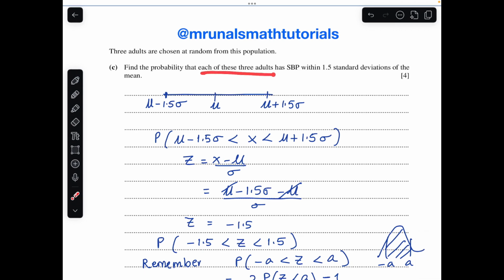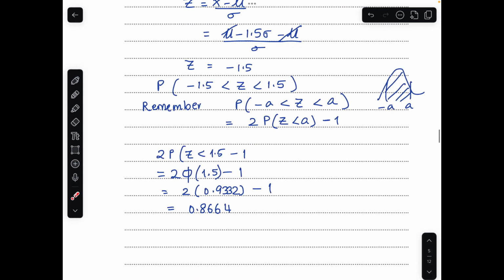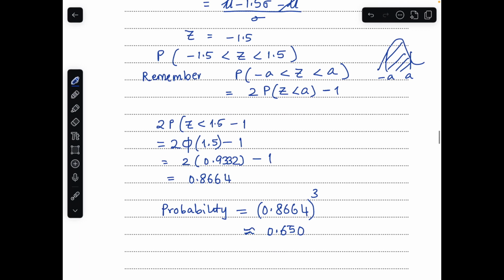And then, since we are calculating the probability that each of these 3 adults, so for one adult it is 0.8664, for the first one 0.8664, for the second one 0.8664, and for the third one it is the same. So I can say that it is to the power of 3, which is 0.650 approximately. All right, that's about this question. Let's move on to the next one.